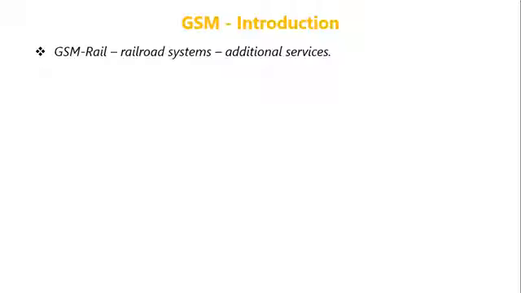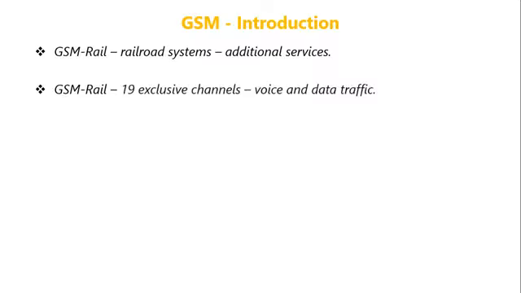So this system, in addition to providing the standard facilities, also offered many additional services which are unavailable using the normal public GSM. So some additional services were also provided by GSM-R. GSM-R offers 19 exclusive channels for railroad operators.